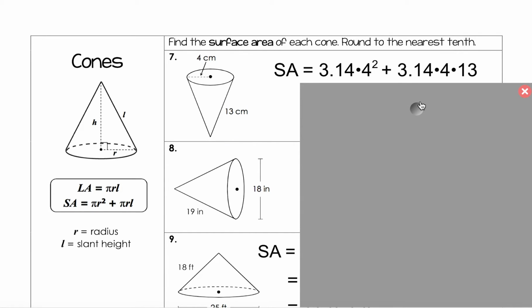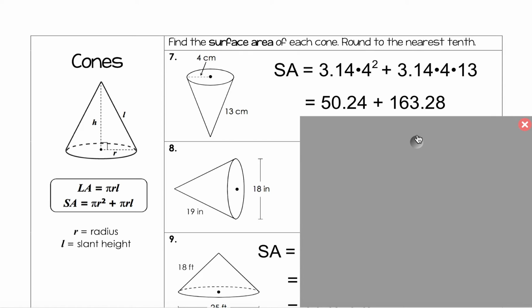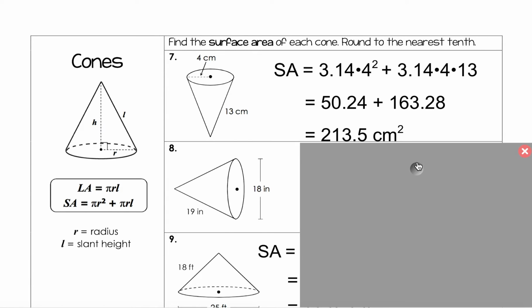When I go ahead and do that calculation, I get 50.24 plus 163.28, which gives me an answer of 213.5 centimeters squared.